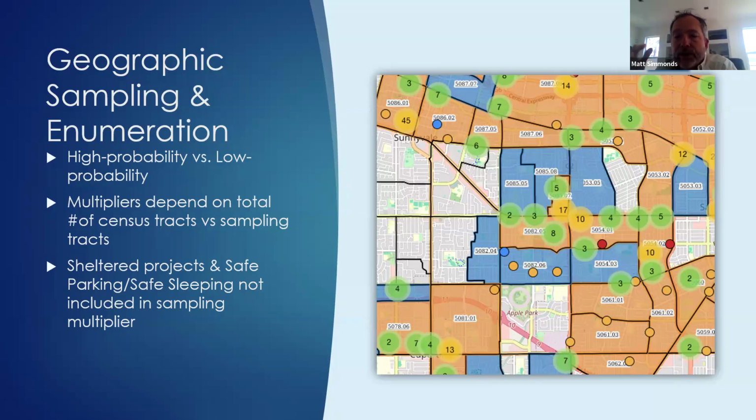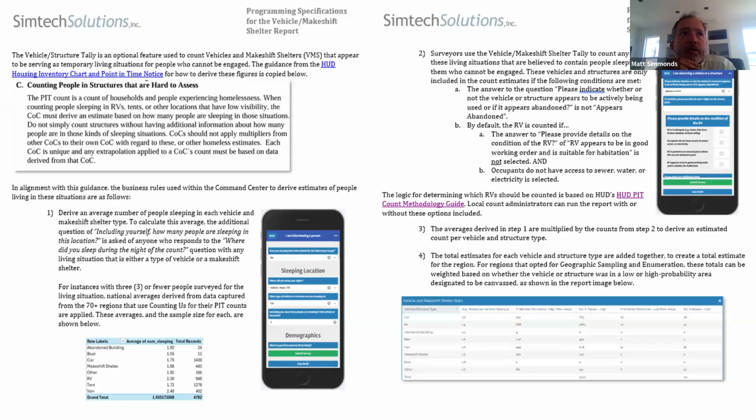And it's one of those things that actually is supported by HUD now. I mean, we originally created this model with Connecticut to do a statewide count, but now HUD has guidance that mirrors our approach. RVs. So I'm sorry, this is for program specifications for the vehicle and makeshift shelter report. So if you did opt for that, we have specifications there as well.